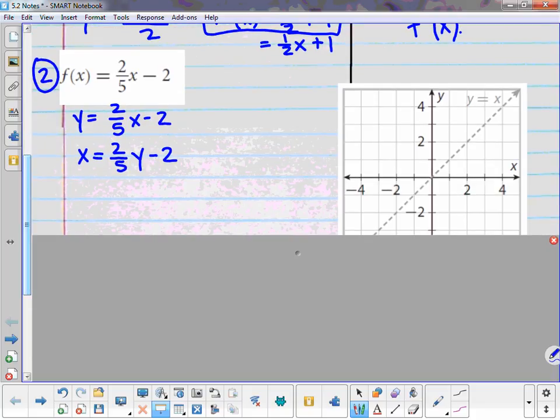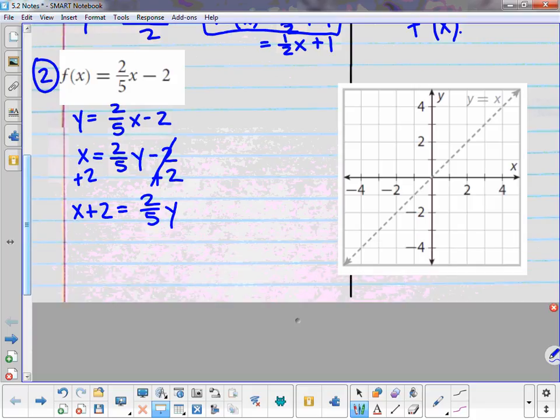And then the third step is to solve for y. So we need to get y completely by itself. So how we can do that is we can add 2 to each side, add 2, and we get x plus 2 equals 2/5 y.